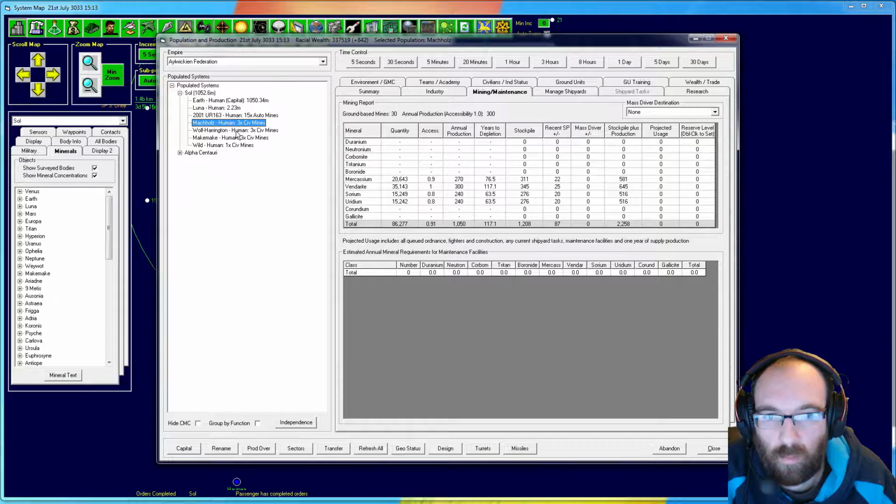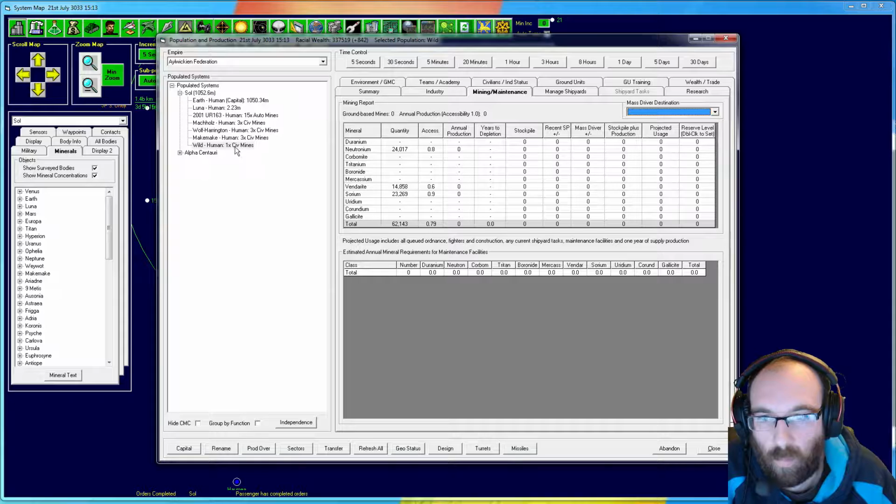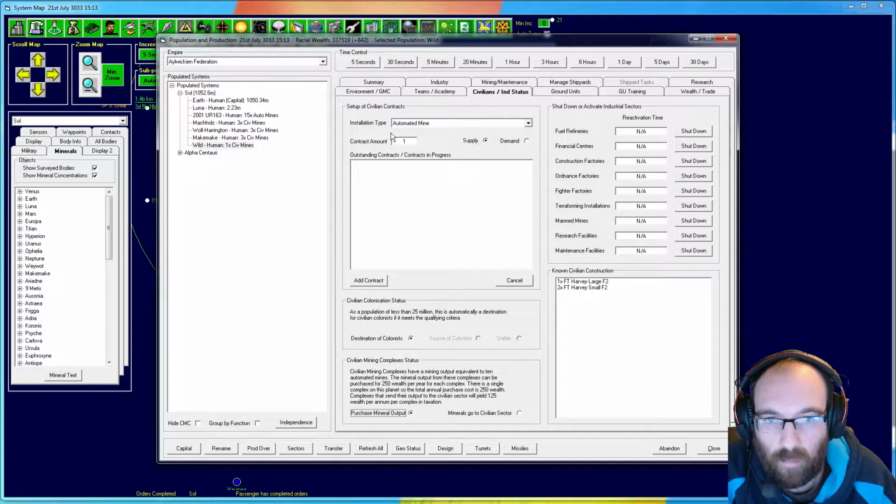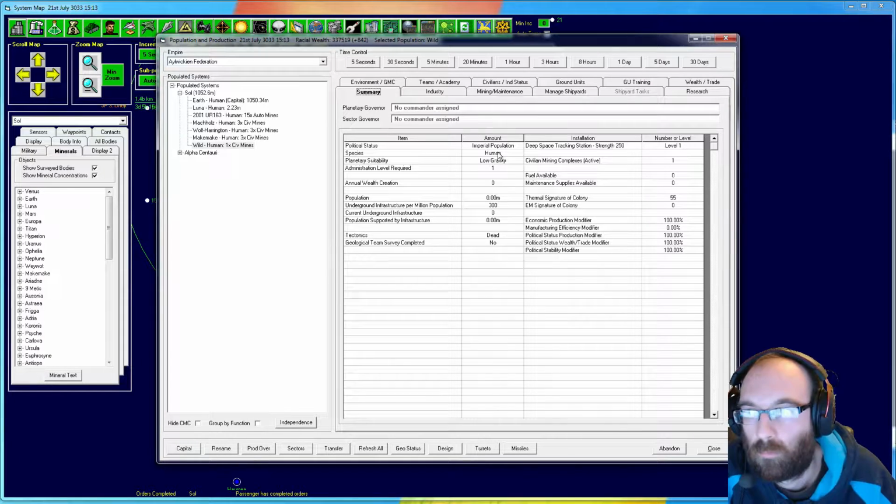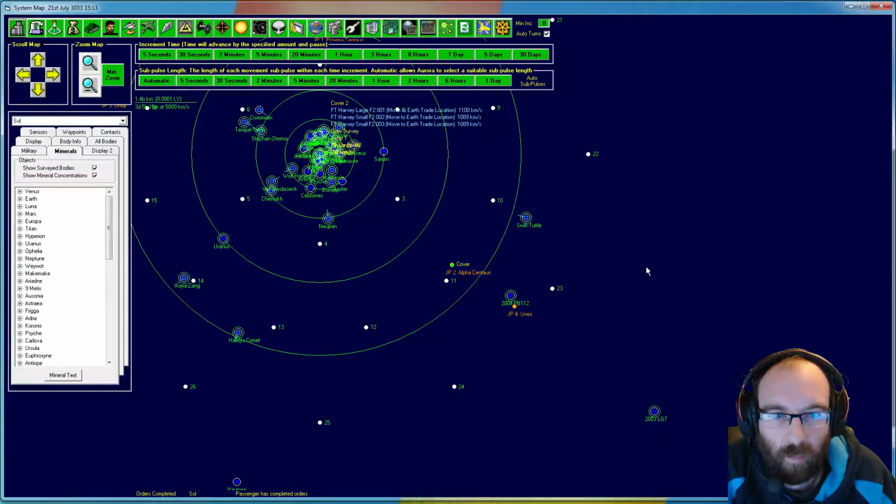Civilian mines. Have I got to set that? Okay, cool. Oh, there isn't one there. Is that because I haven't set one to go there? Yep, we'll purchase that as well. Brilliant. Things are progressing very, very nicely.